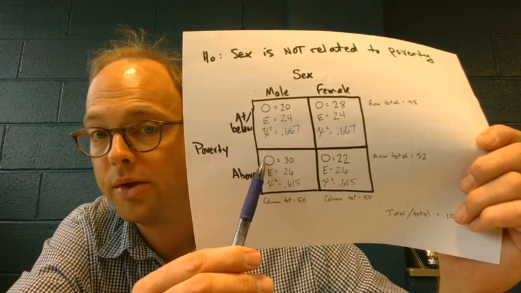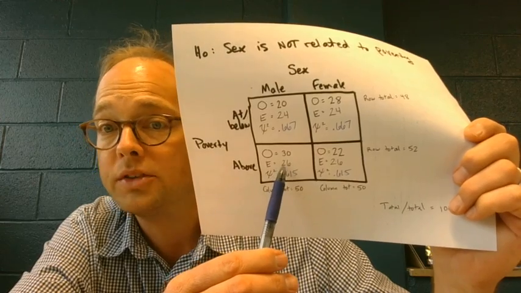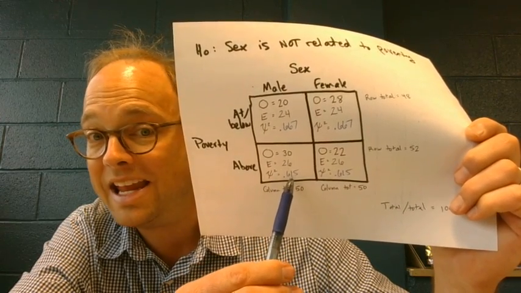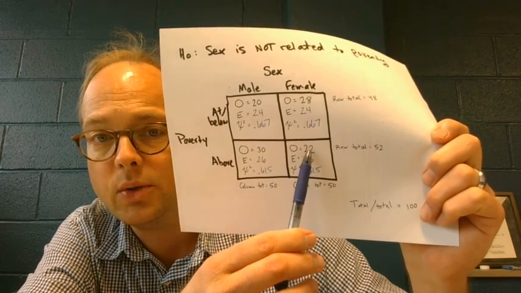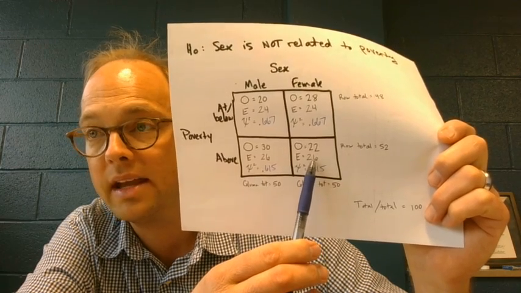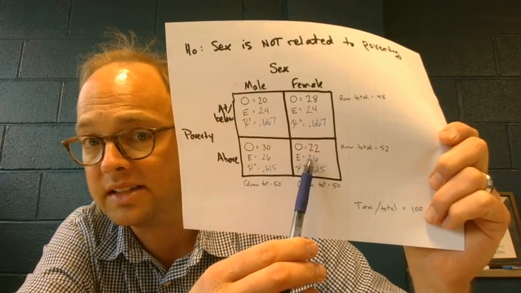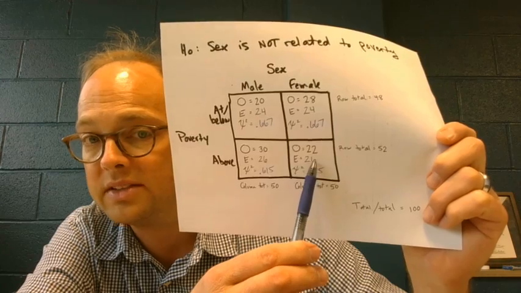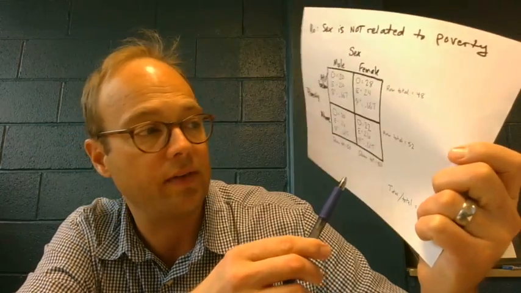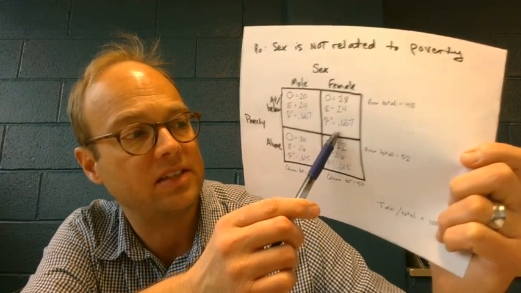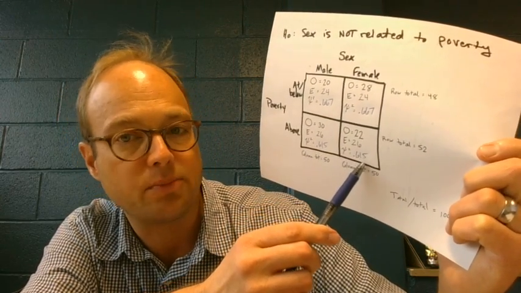Same with this. O, 30, minus E, 26, is 4. 4 squared is 16. 16 divided by E, in this case 26, is 0.615. O, 22, minus E, 26, is negative 4. Negative 4 squared is 16. 16 divided by 26 is 0.615.